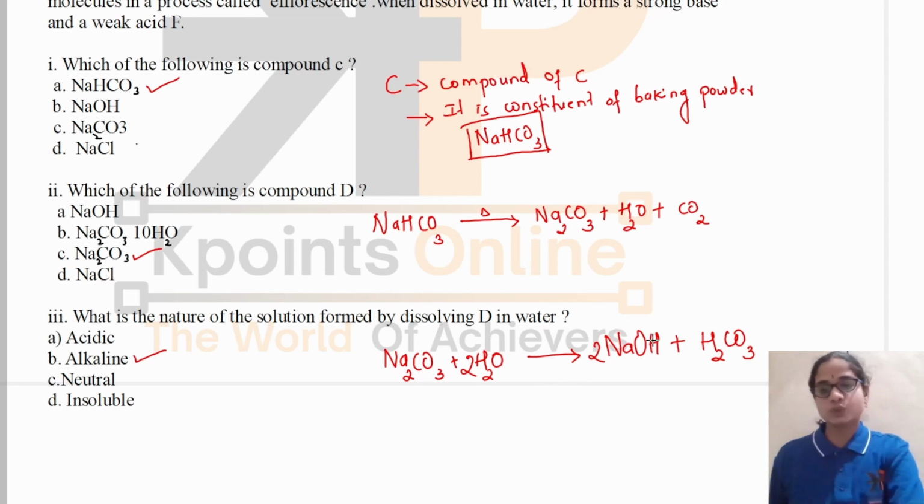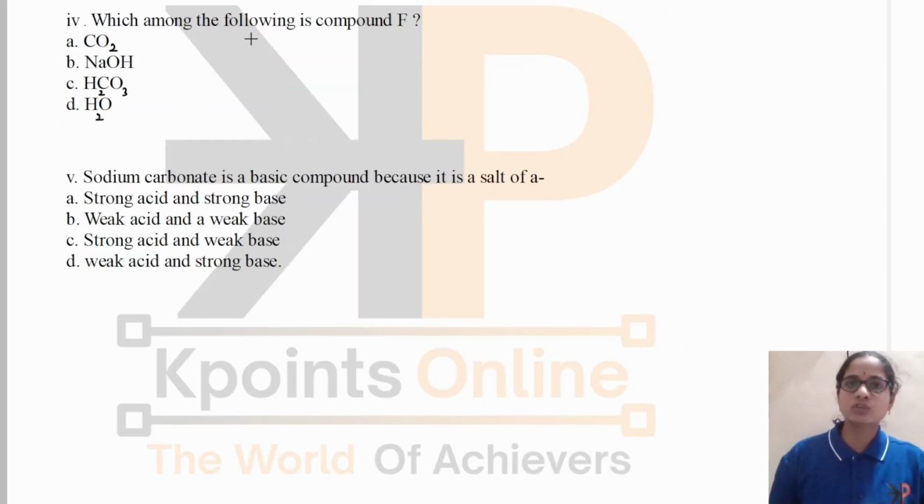In the next question, they have asked which among the following is compound F. Compound F is the weak acid, that is carbonic acid. This is the correct answer. Then sodium carbonate is a basic compound because it is a salt of. How is sodium carbonate formed?